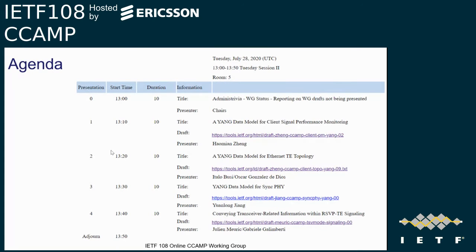So this is the agenda. We know this meeting is quite short, but we only have 3 drafts to be presented for discussion, so I think we should have enough time for discussion.